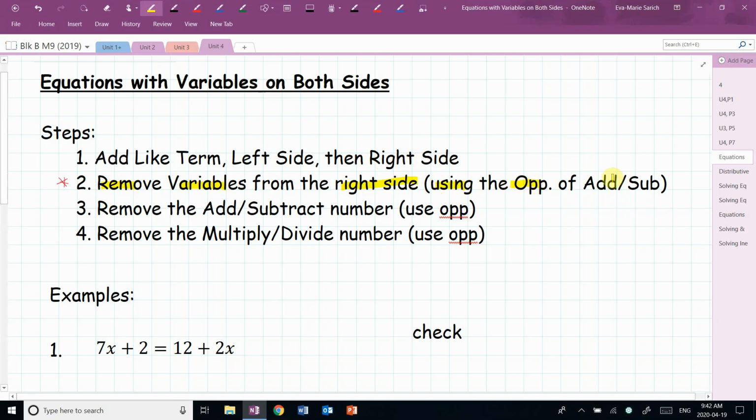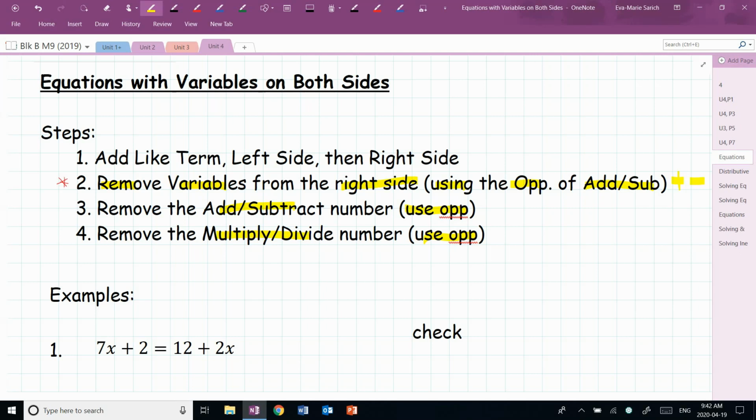So if we have an x that is added on the right, we're going to subtract it. If we have an x that is subtracted on the right, we're going to add it. So we're going to use the opposite of add and subtract to get rid of it. And then we're just going to go on and remove any add or subtract numbers, remove any multiply and divide numbers. And remember, we're using opposites for that. So an add, we use a subtract, a multiply, we use a divide, etc.